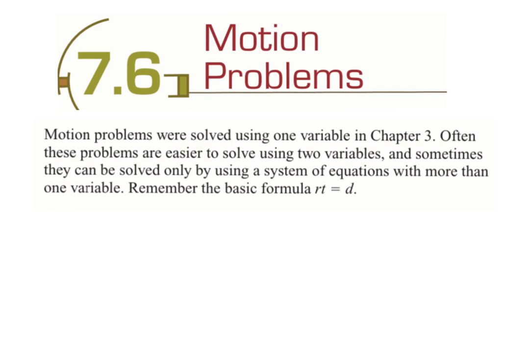Motion problems are solved using one variable in chapter 3. Often these problems are easier to solve using two variables, and sometimes they can be solved only by a system of equations. And then they remind you of the basic formula, rate times time equals your distance. So rate multiplied by your time equals your distance, okay? So let's talk about what this kind of looks like in this chapter.